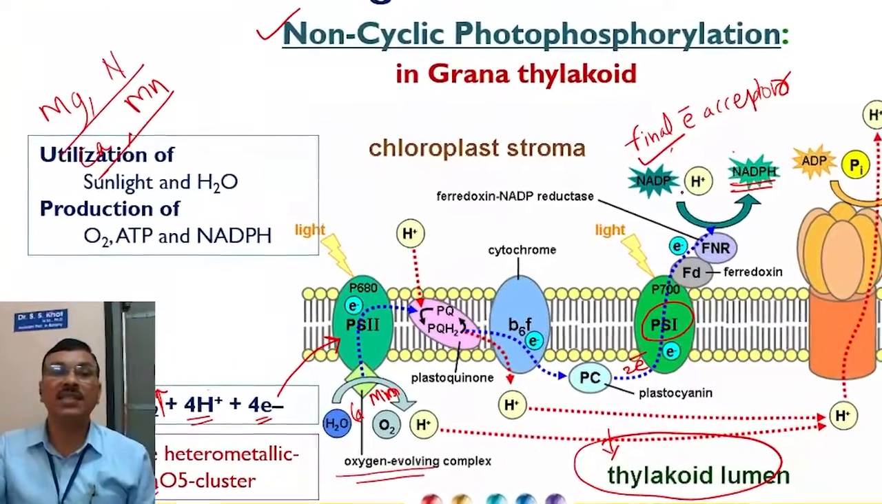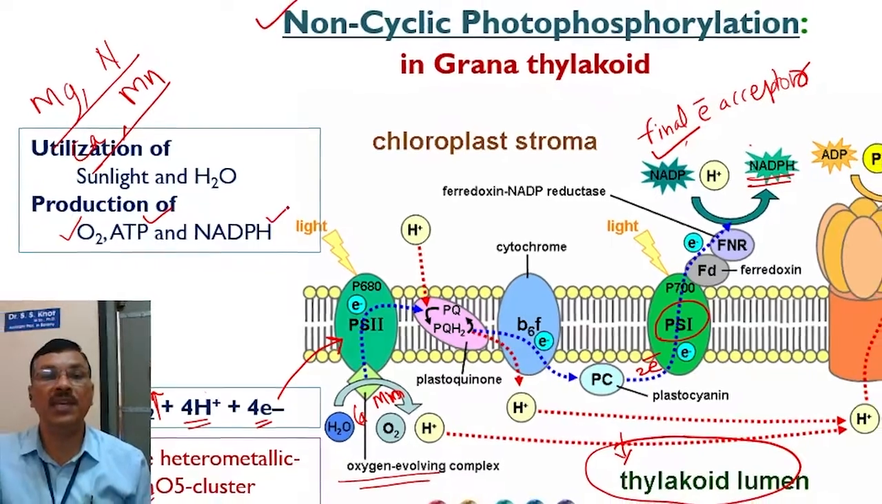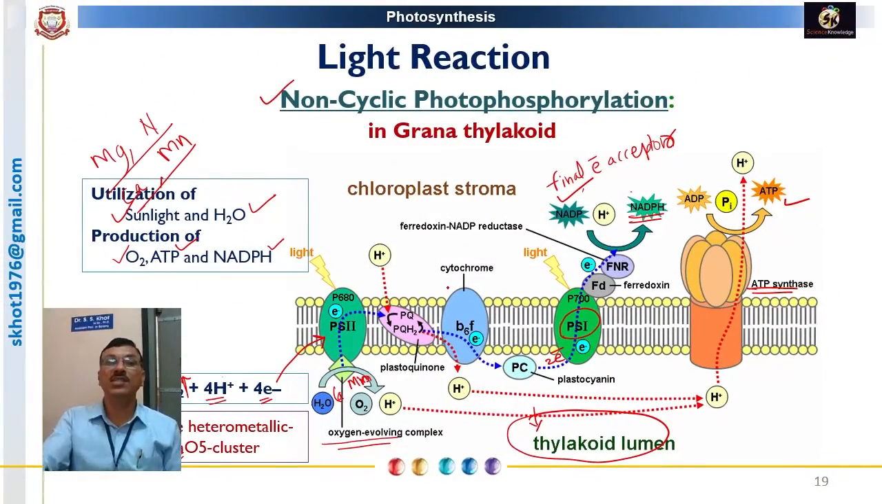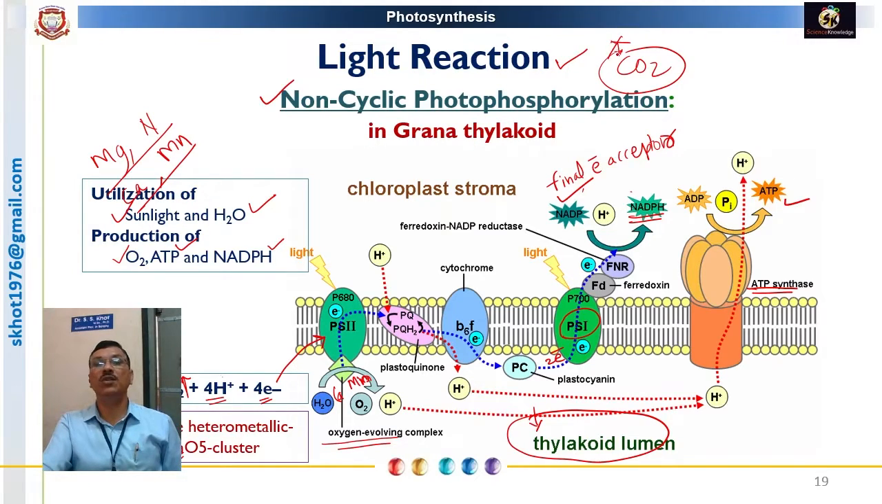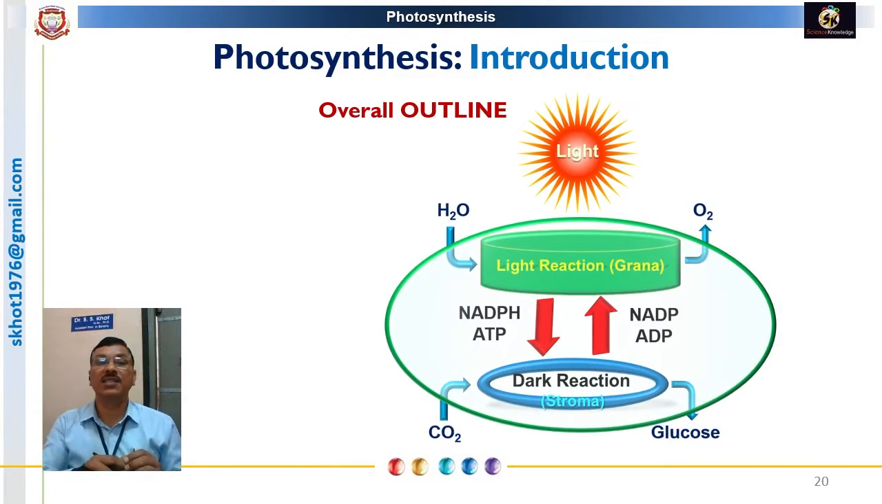This is the overall reaction. Here the sunlight and water molecules are utilized, and oxygen is a byproduct, ATP is a byproduct, and NADPH is a byproduct. So this is the light reaction which does not involve any relation with CO2. So this is independent of CO2. Now the CO2 is fixed in another process which is called the dark reaction.